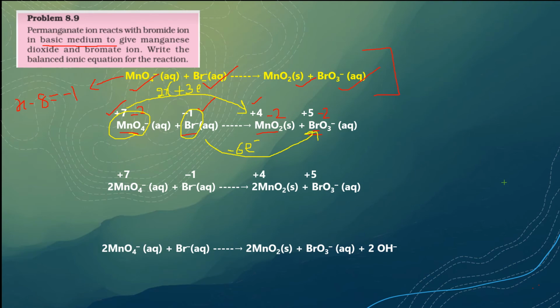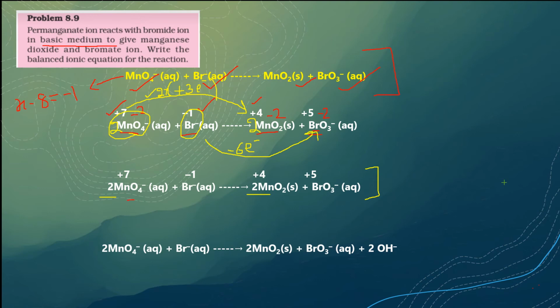Multiplying 2 into 3 electrons will make it equal to 6 electrons lost and 6 electrons gained. So multiplying here by 2 means from where it is starting, this should be 2 and MnO2 should also be 2. So we have reached here. Now let us see the charges on both the sides.